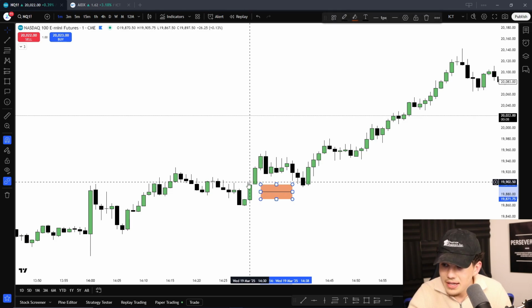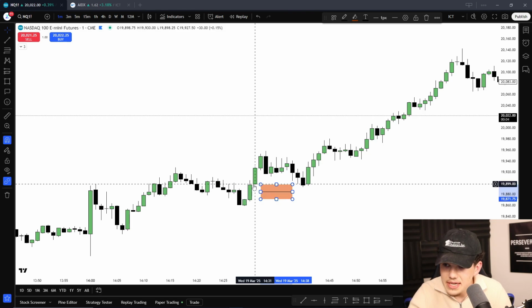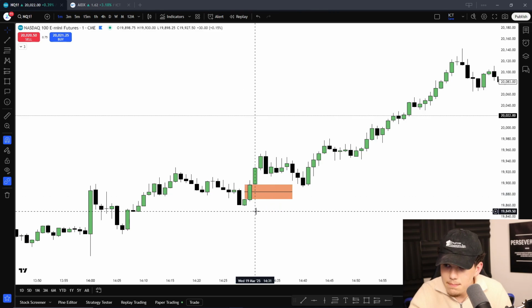Now, let's say we got rid of this candle and this candle wasn't here. You would see a gap here, right? There's no wick, there's nothing. That's a bullish fair value gap.